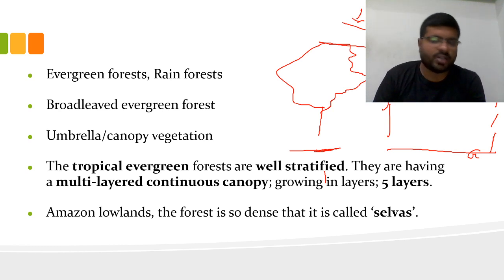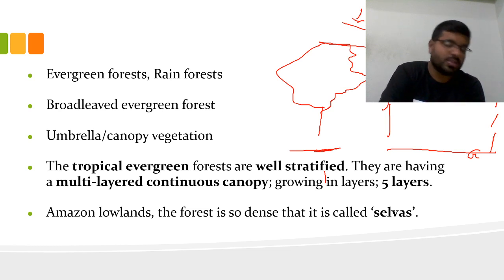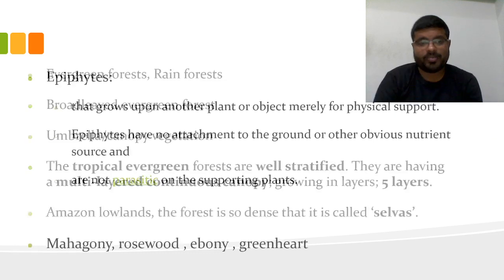Then, the thickest area of the entire world, the Amazon lowlands. The forest here is so dense that it is called selvas. The density of the forest has given it a new name, selvas. Where do you find selvas? Amazon forest. That's what you need to remember.